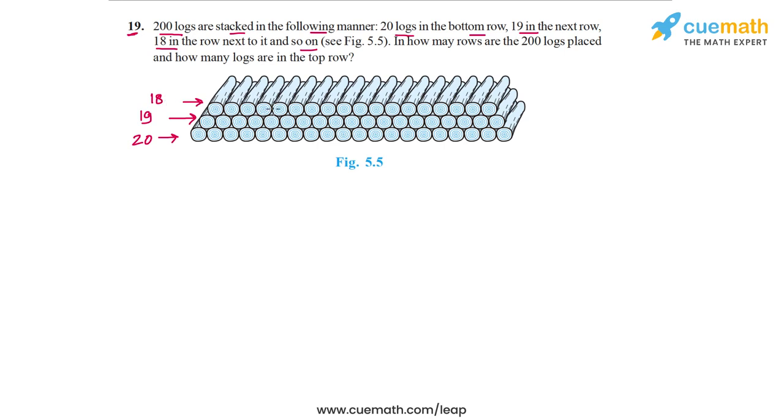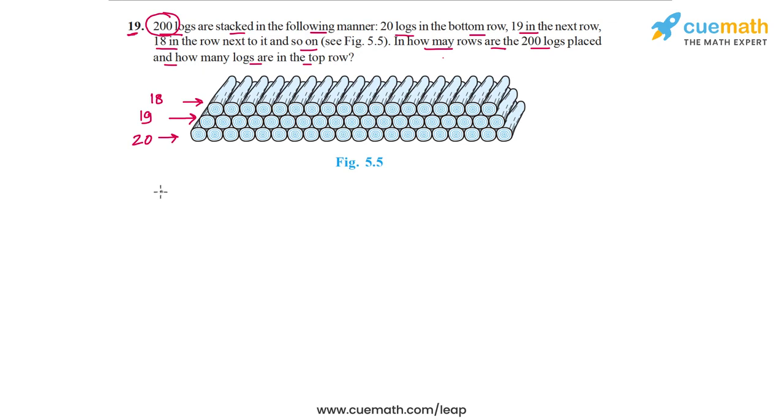and this pattern of stacking the logs continues. And now the problem says the total number of logs are 200. So in how many rows are the 200 logs placed, and how many logs are there in the top row? This is the problem that we have to solve.